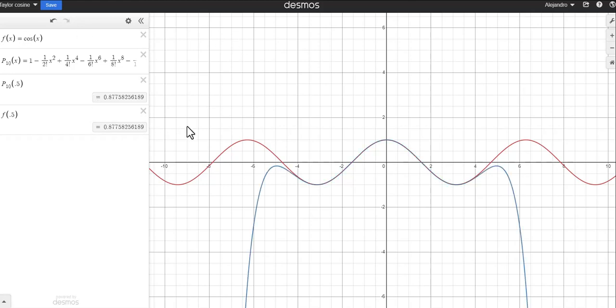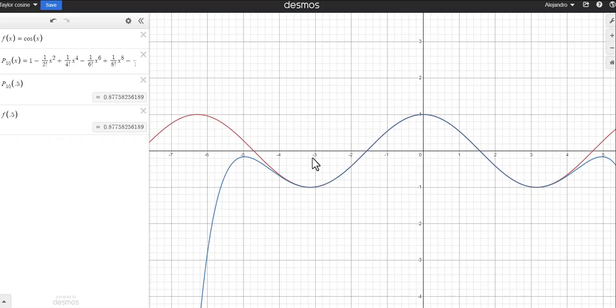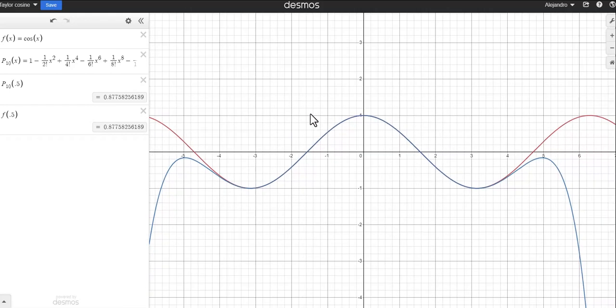Here it is in blue, and near 0 it looks like a pretty good approximation. In fact, it looks like a pretty good approximation all the way between negative 3 and 3. Past 4 and negative 4, it does start to lose some accuracy. However, we can make it even more accurate by taking a higher order approximation. With that said, let's compare our values.